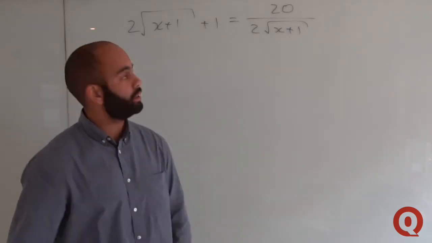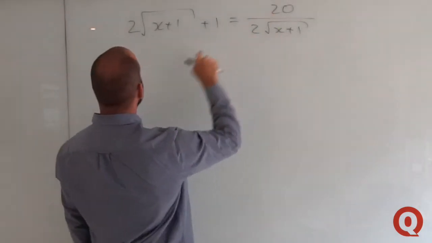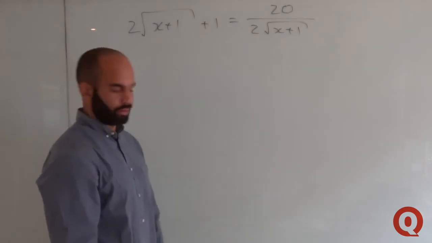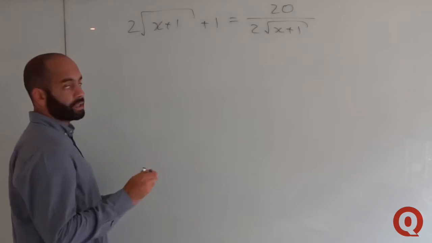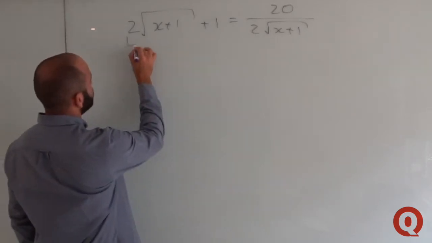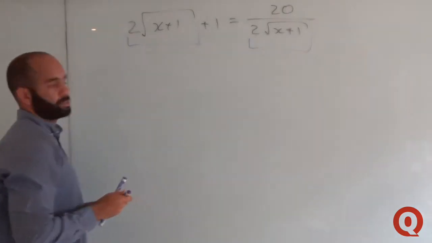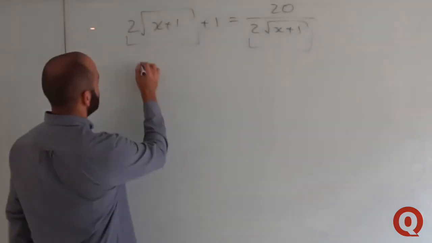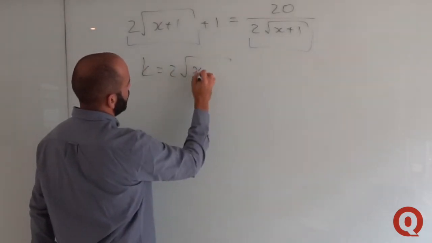Looking at this expression, what you see is common here. 2, 20, 1 and 2, no, those are all wrong. The simple and common expression that you could use here is 2 square root x plus 1. So using the K method, like I showed you, K is equal to 2 root x plus 1.